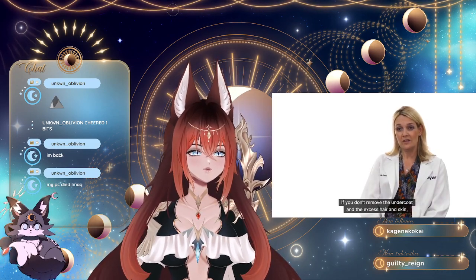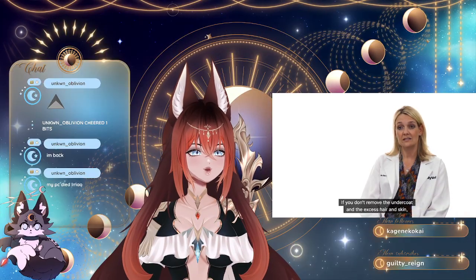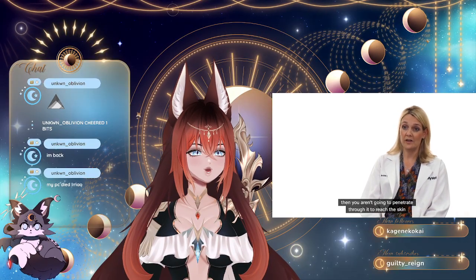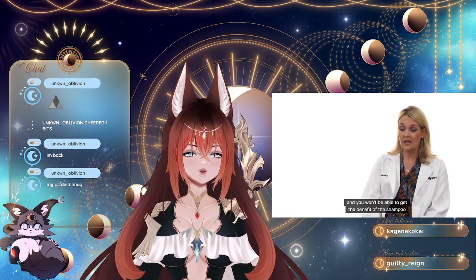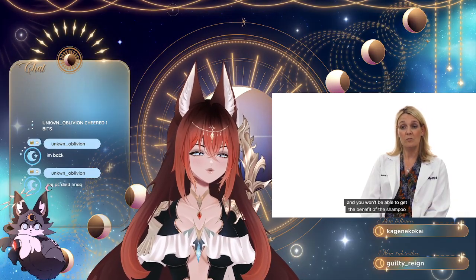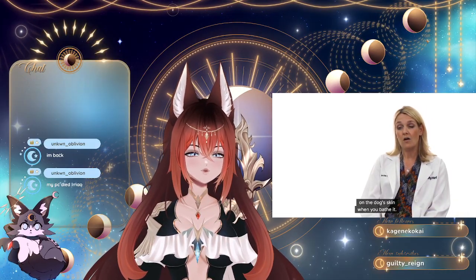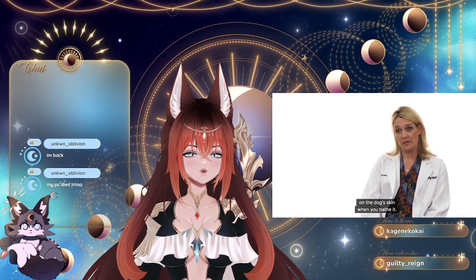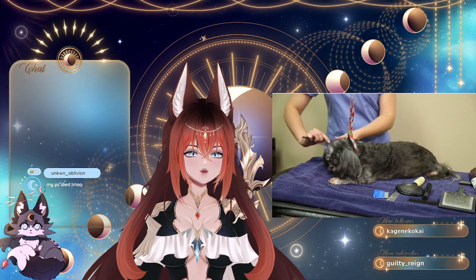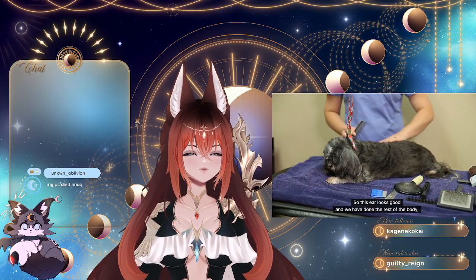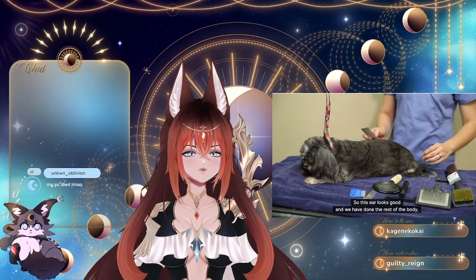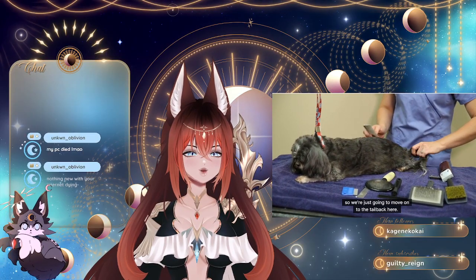If you don't remove the undercoat and the excess hair and skin, then you aren't going to penetrate through it to reach the skin, and you won't be able to get the benefit of the shampoo on the dog's skin when you bathe it. Okay. So this ear looks good. We've done the rest of the body, so we're just going to move on to the tail back here.